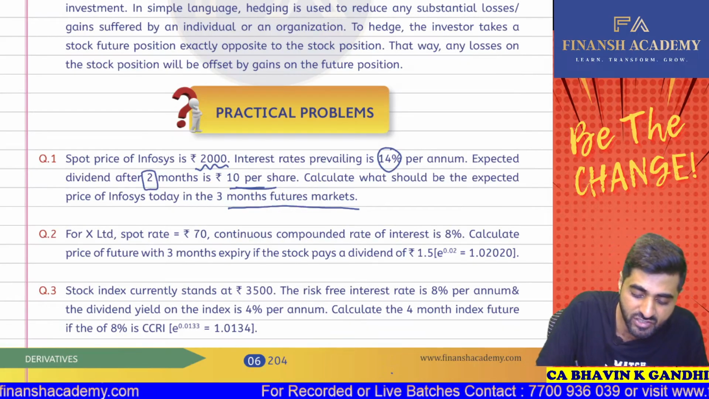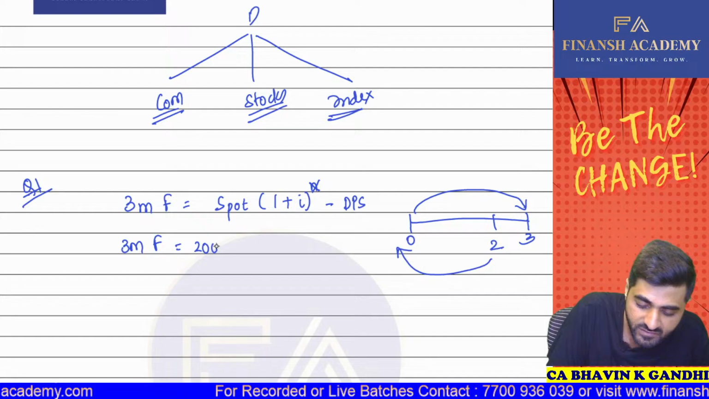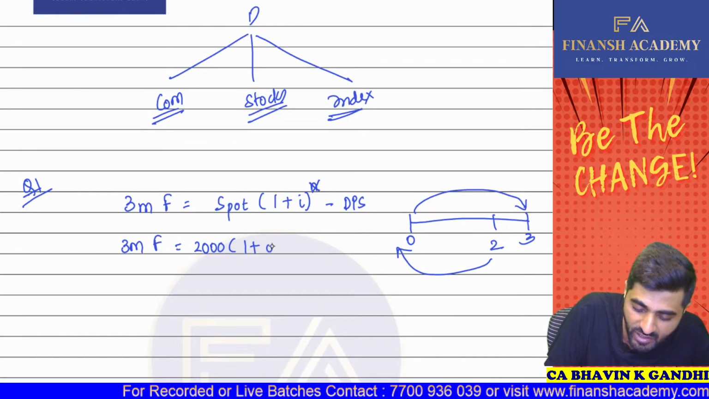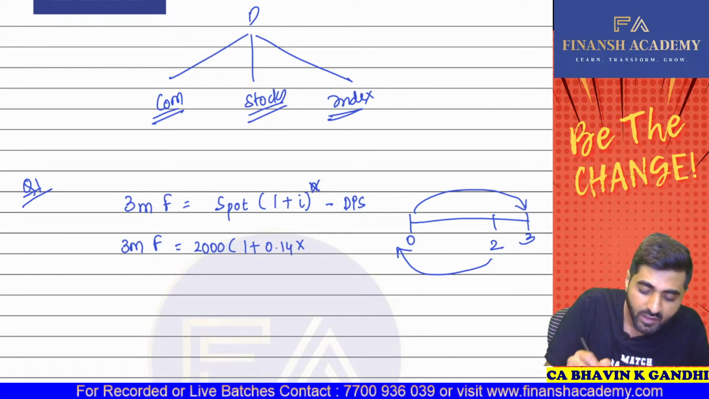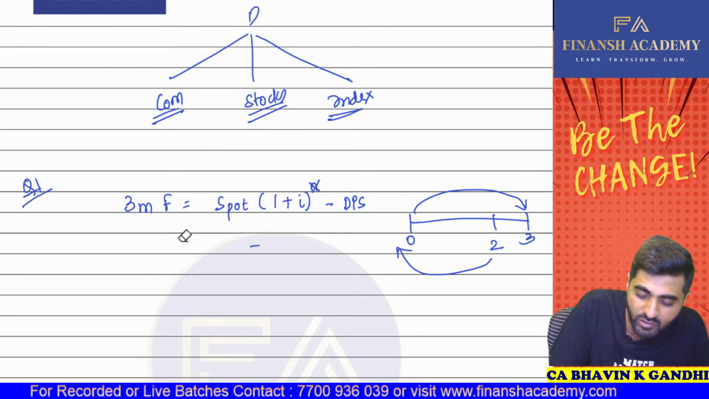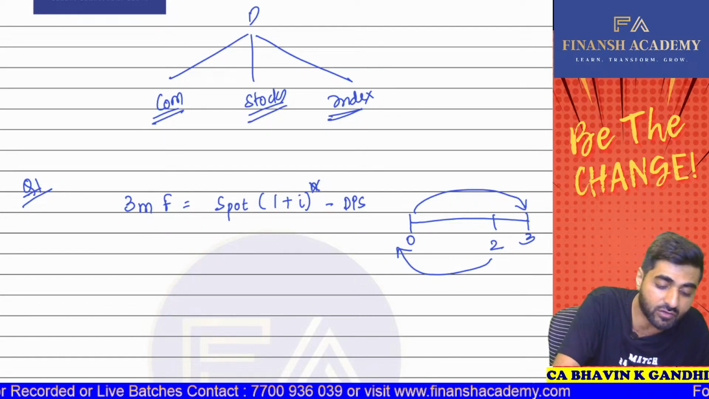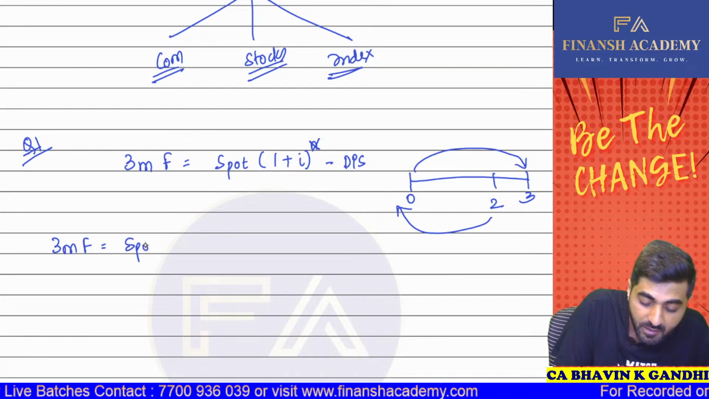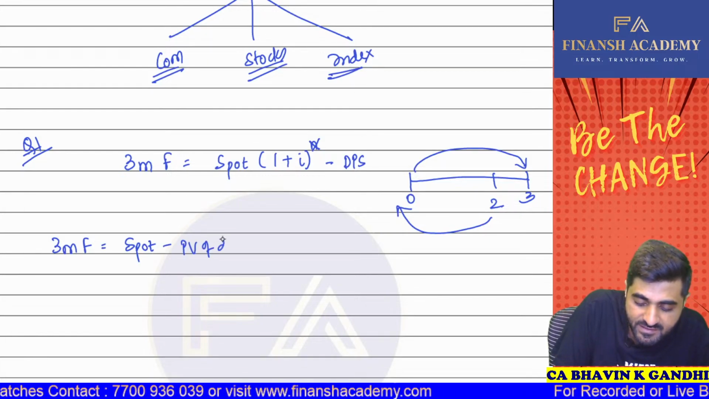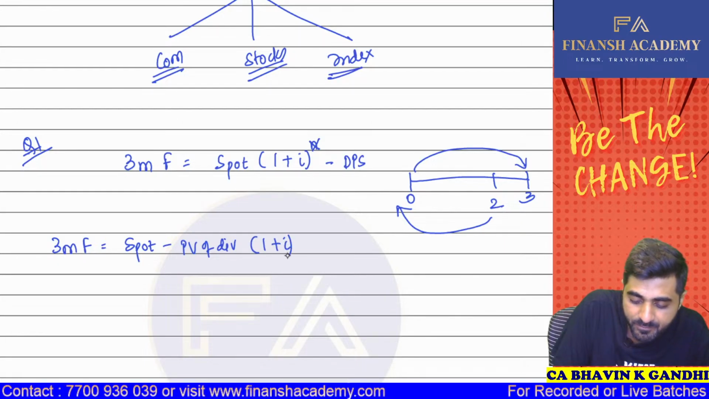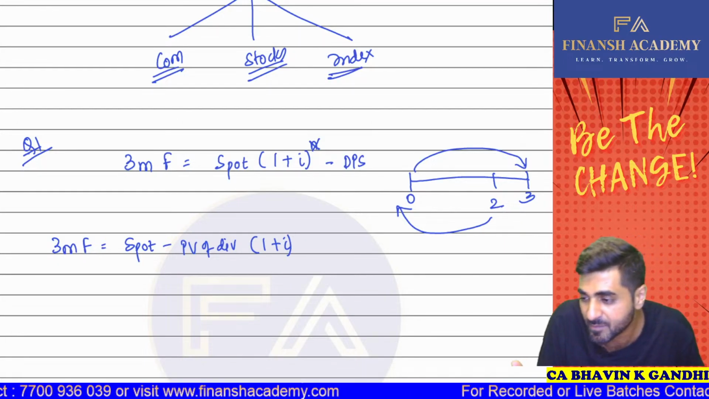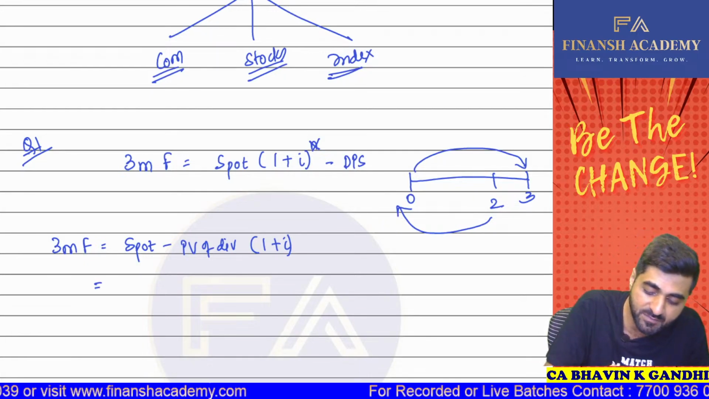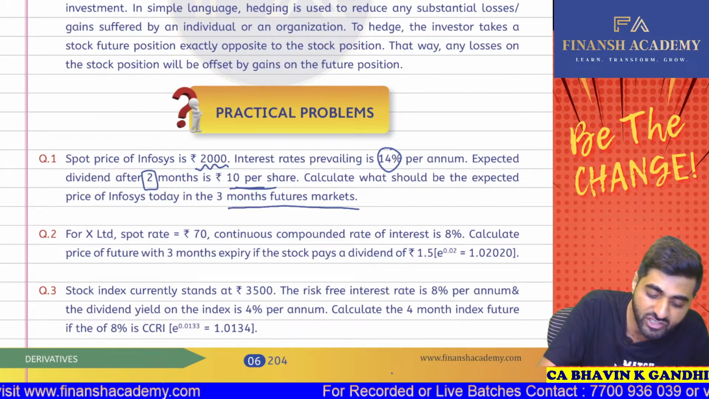So what's your spot, my dear students? Your spot is 2000 into 1 plus what's your rate? Your rate is 14% per annum. Before starting with the calculation, first let me write down the formula. Your 3-month future will be spot minus present value of dividends into 1 plus I raised to the power n. But here in this particular part, there will be no raised to the power n. So what's your spot? Your spot is nothing but, here you can check it's 2000.